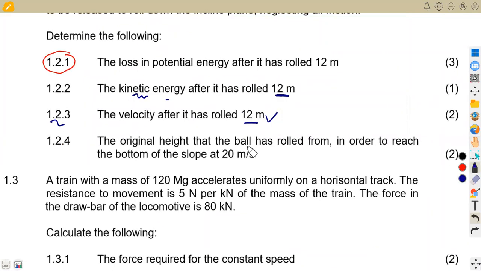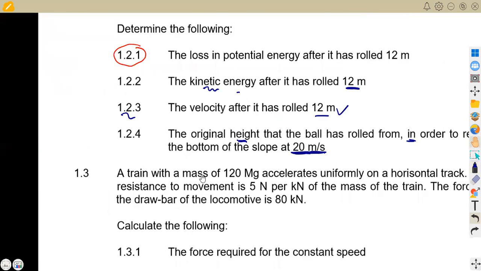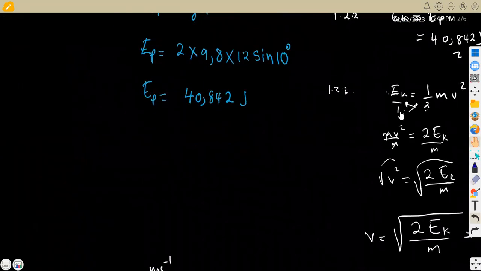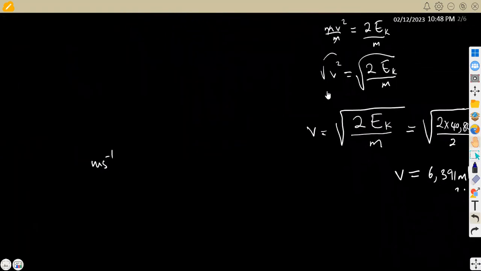The original height of the ball that the ball is rolled from, in order to reach the bottom of the slope at 20 meters per second. So we are now having a certain velocity. So the question is, what is the original height? All right, this is what we know, guys, from the velocity that we are given, the velocity of 20 meters per second now. Okay, so this is what we can do.